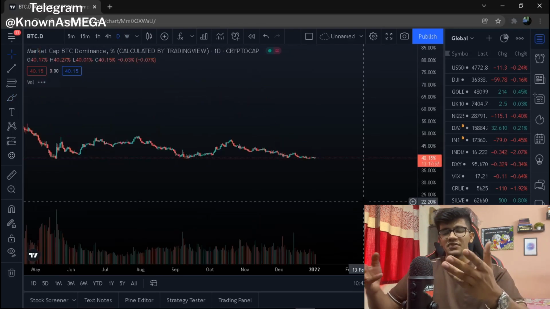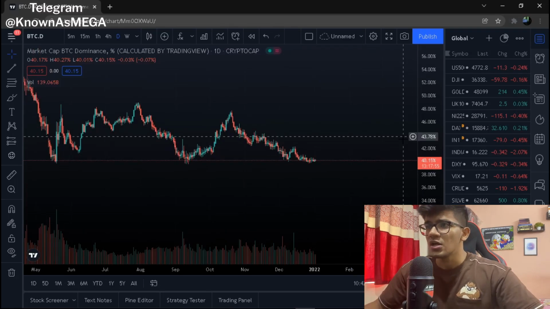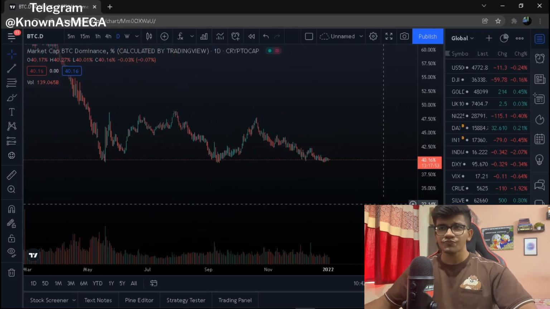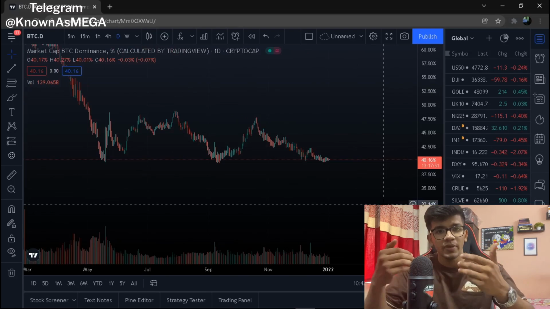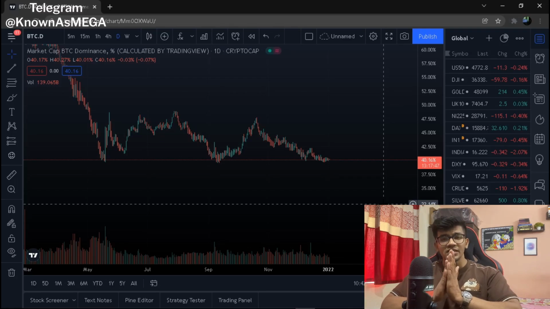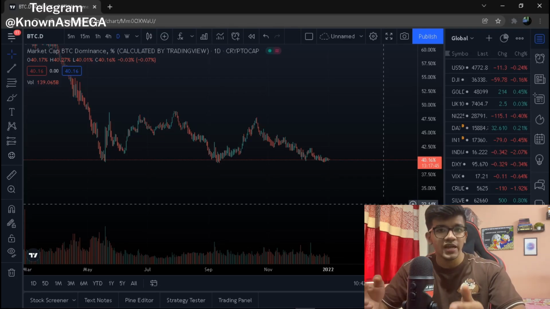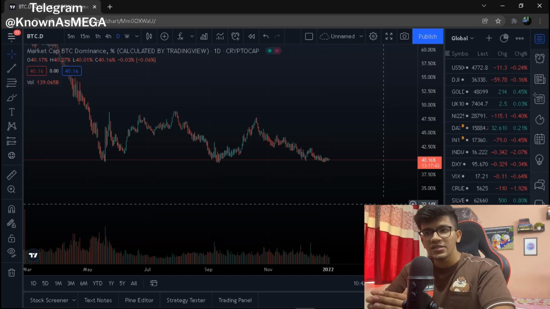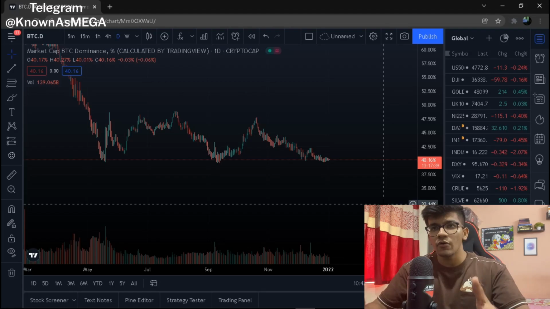Now, how are we supposed to benefit from Bitcoin dominance? So the thing is very simple. As a trader, to make money we need big moves. For big moves we need liquidity. So obviously we need to stay on the side where there is more money. Obviously where there is more liquidity, there will be more moves and there will be more profit. So that's how we are going to use Bitcoin dominance.